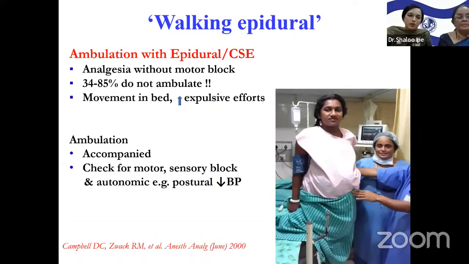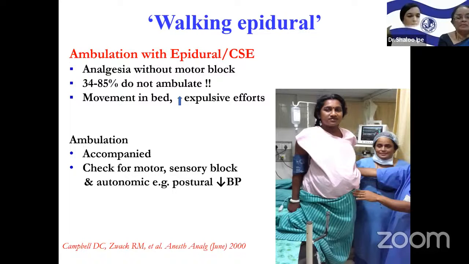What is a walking epidural? This is when an epidural or CSE is given with a low dose local anesthetic and opioid combination, where the motor function is preserved while relieving pain. Even though it is called a walking epidural, majority of patients do not want to ambulate, but they are free to move around in the bed, and maternal expulsive efforts are still preserved. After depositing the drug, the patient is made to lie in bed, following which low-risk mothers with low-risk fetuses are encouraged to ambulate when they have an accompanying attendant.